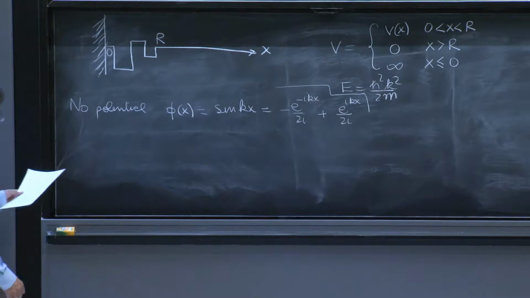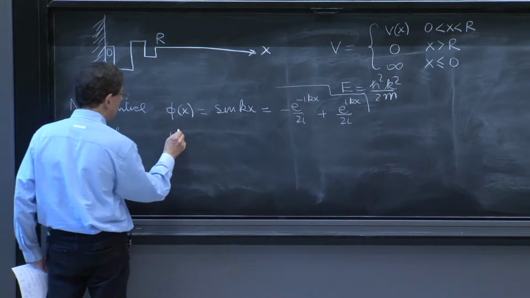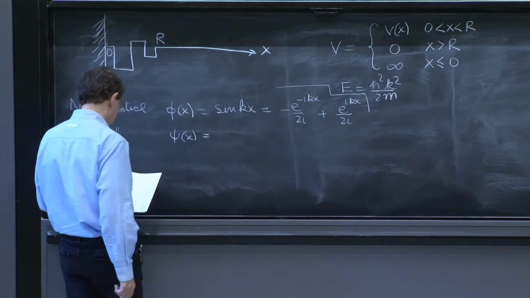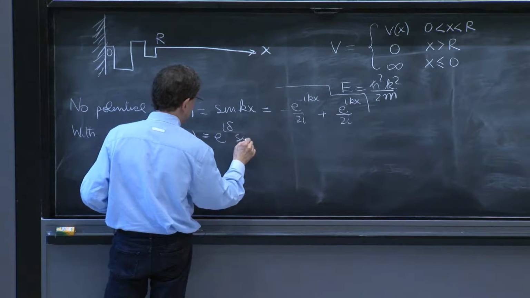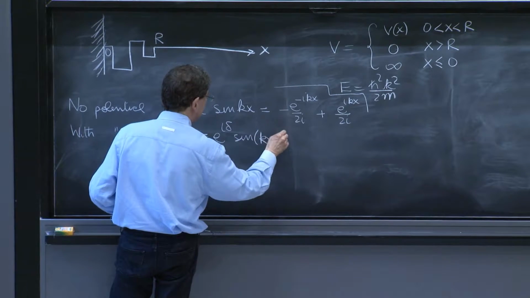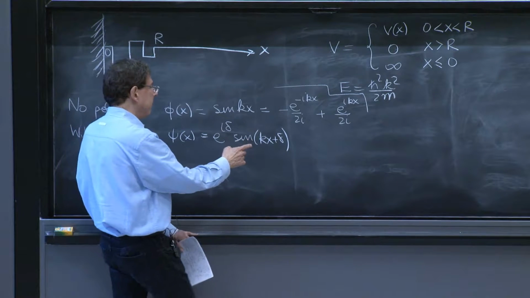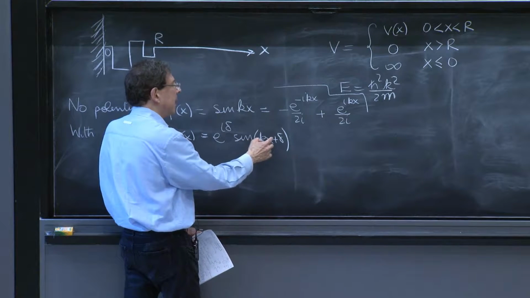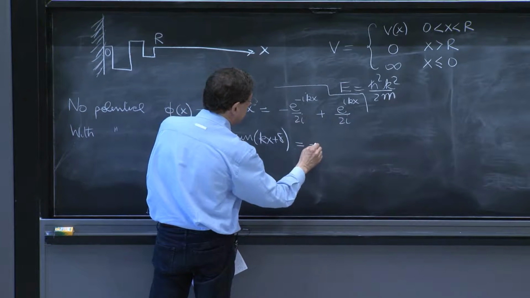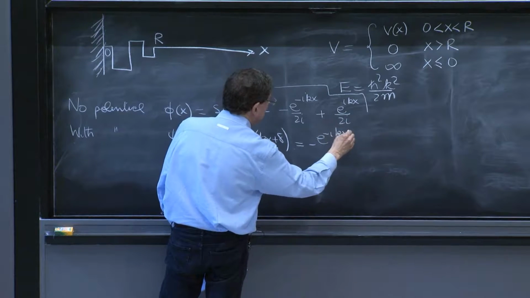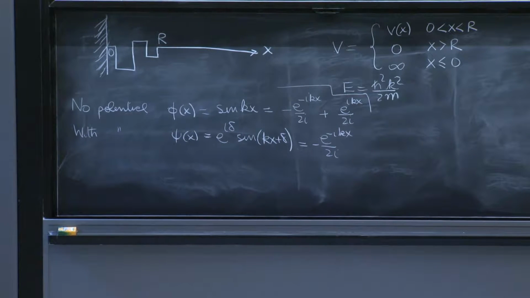Then we said that there would be, in general, with a potential, you would have a solution psi of x, which we wrote after some tinkering in the form i delta sine of kx plus delta. And if you look at the part of the phase that has the minus ikx, you would have a minus delta and a delta here, so they would cancel. So this solution has the same incoming wave as the no potential solution.